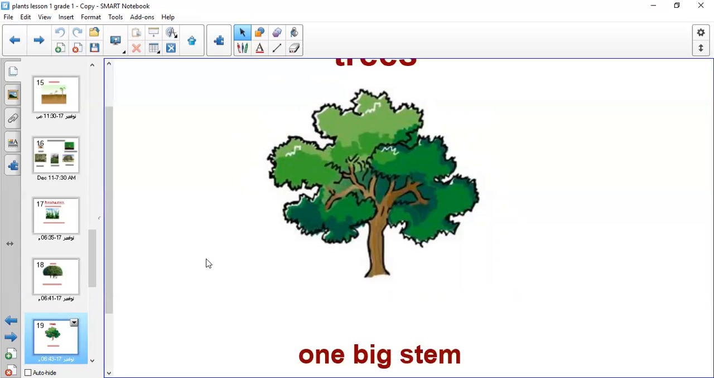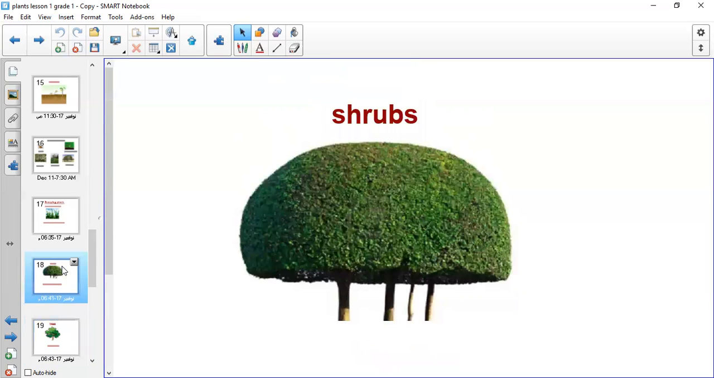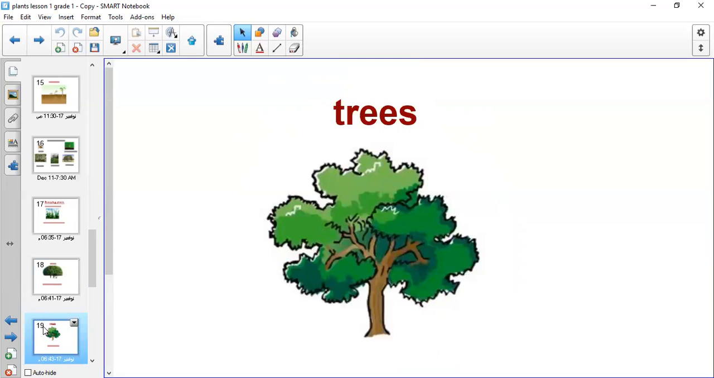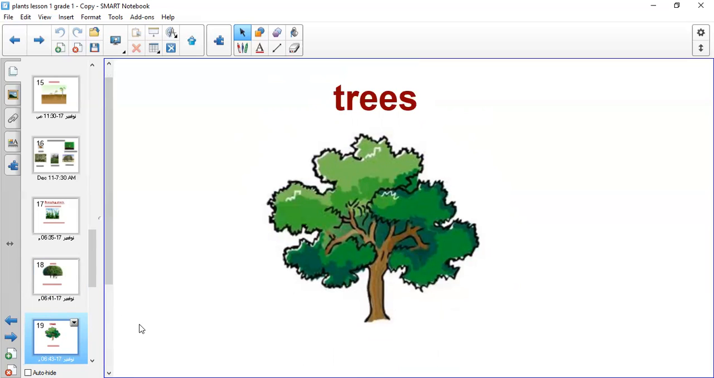So this is called a tree, and the previous one is called a shrub. Why do you call it a shrub, Miss Angie? It is a tree, yes, I know it is a tree, but it has many smaller stems. So if you see a tree that has many smaller stems, we call it a shrub. And if we see a tree that has one big stem, yes, that's right, we call it a tree.